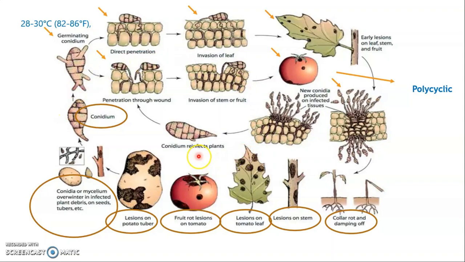And the second most important thing here is that early blight disease infects when the weather is warm and humid, and the temperature is in the range of 24 to 29 degrees centigrade. In these conditions, early blight disease will infect tomato and potato crops. So we have completed the disease cycle of this disease.